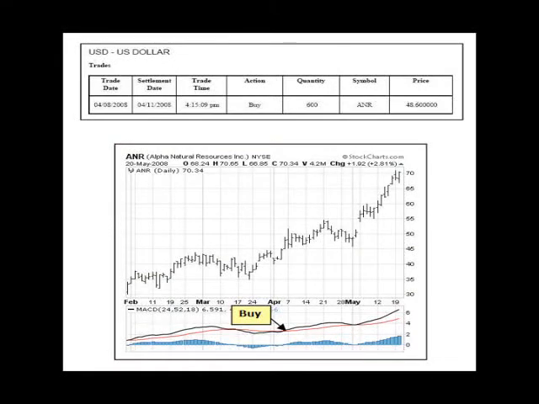And in this trade example, I purchased 600 shares of Alpha Natural on April 8th, shortly after the MACD crossed above the 18-day EMA, indicating positive price momentum. The price trend was also confirmed as Alpha Natural made a series of new 52-week highs, and Alpha Natural was in a leading industry group.